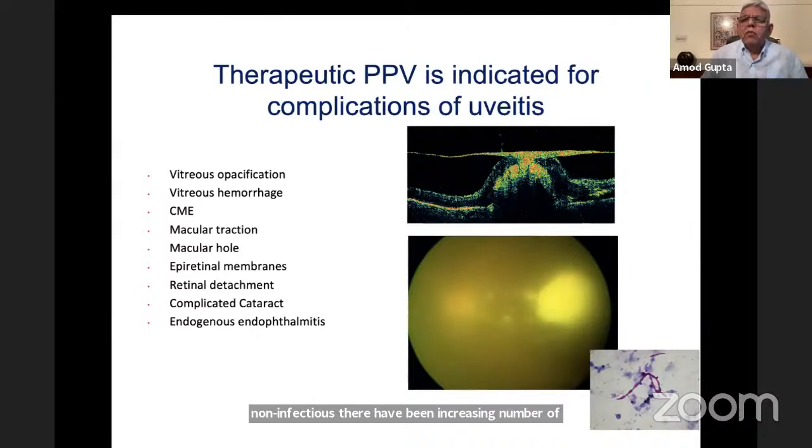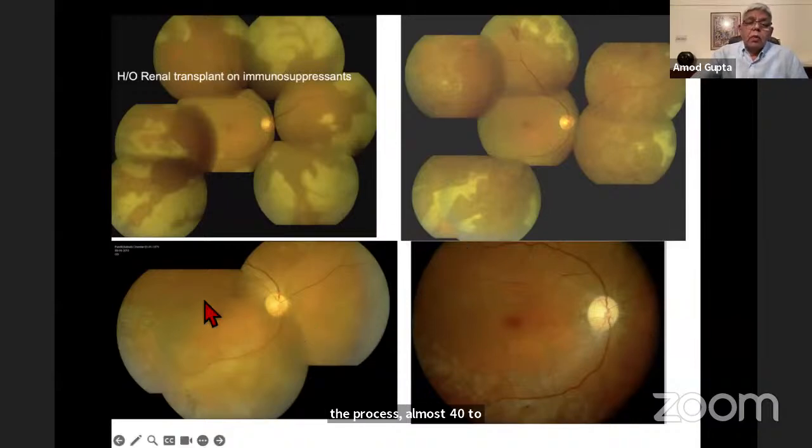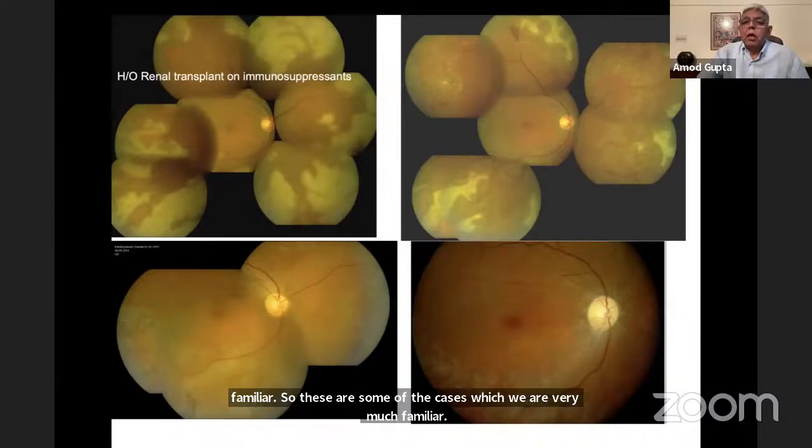of using vitreous surgery for a variety of complications of uveitis, including media haze, vitreous hemorrhage, cystoid macular edema, macular hole, and tractions. More importantly, whenever you come across a patient where you strongly suspect an endogenous endophthalmitis, you need to do an urgent vitreous surgery. As we have seen in patients with CMV retinitis or acute retinal necrosis, almost 40 to 45% of the patients may go on to develop rhegmatogenous retinal detachment, as seen in this particular patient, a young renal transplant patient who developed chickenpox followed by bilateral acute retinal necrosis, and subsequently developed RRD, which was repaired. So these are some of the cases which we are very familiar with for the use of vitreous surgery in uveitis.